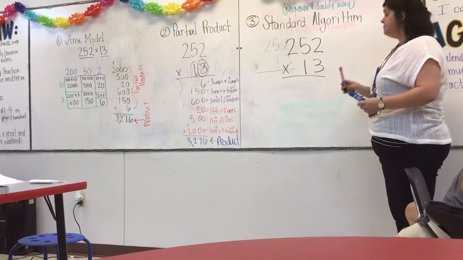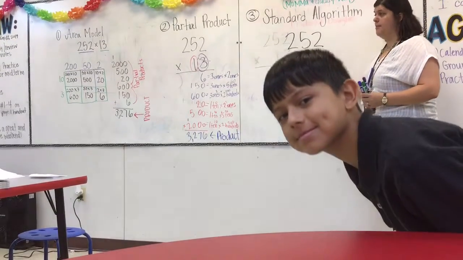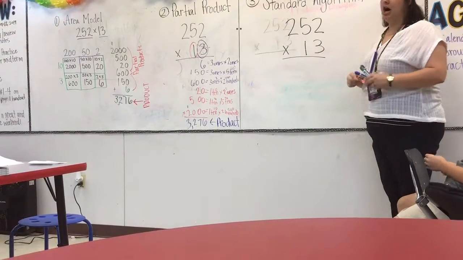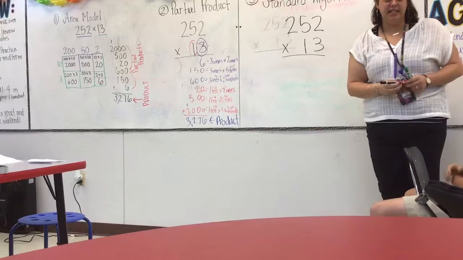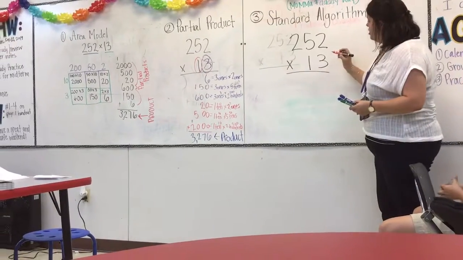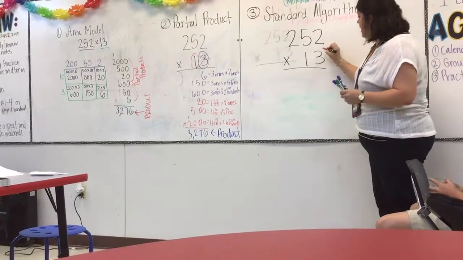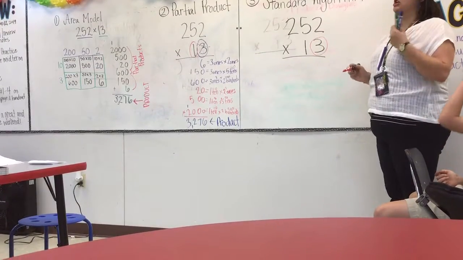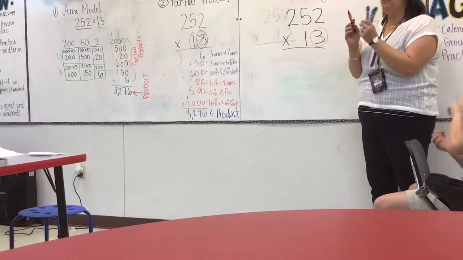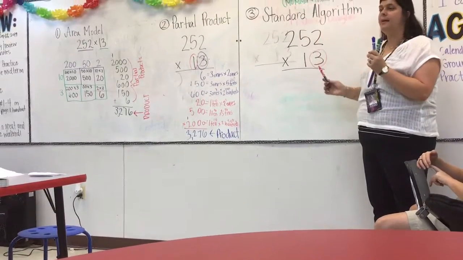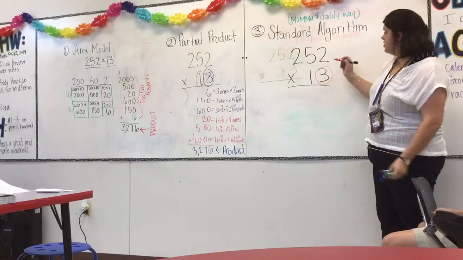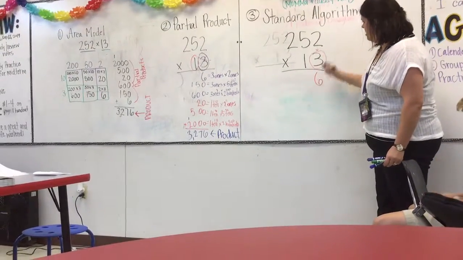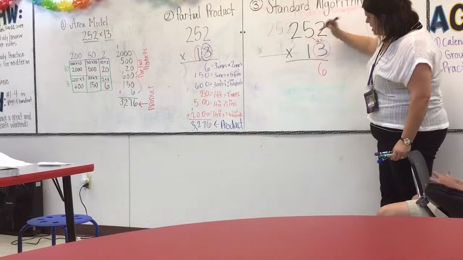Same way. You are going to focus on the bottom number, one digit at a time. You're always going to start with your lowest place value, which in this case is my ones place. And what do I have there? A 3. You are going to have to make sure you multiply every number on top by this number. So let's start. 2 times 3 is 6. 5 times 3 is 15.